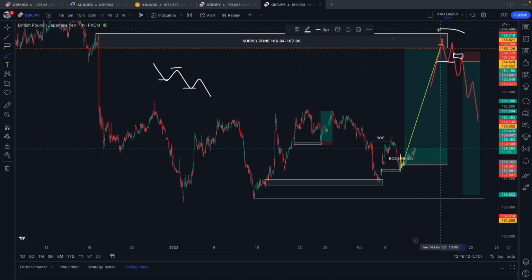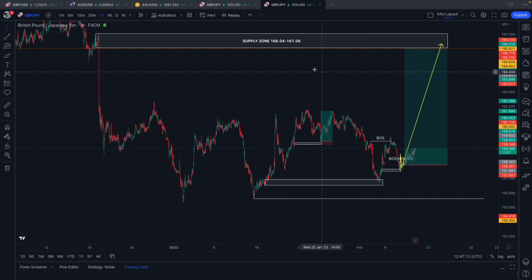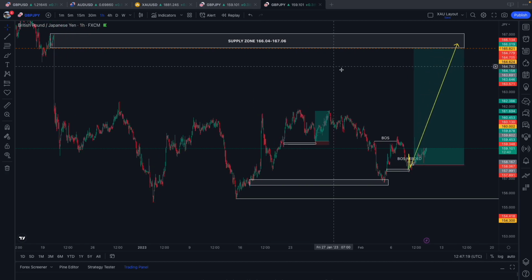So this high that is created from the penetration of the zone should be protected, and this low here that has been created on the higher time frames should be broken to create a new lower low. Now, I hope all of that makes sense, and as I said, please highlight this supply zone out for yourself, because this is definitely an area we are going to want to be looking to get involved from.